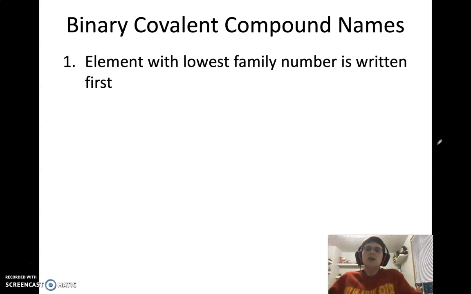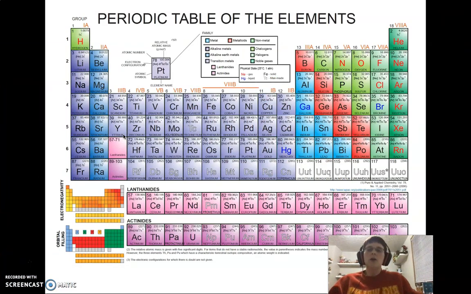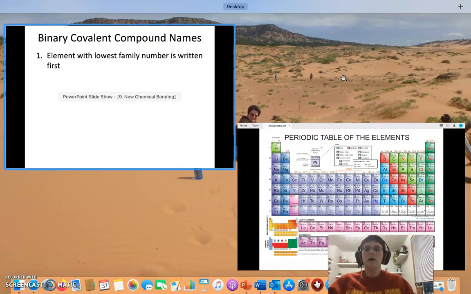So we're going to start with naming covalent compounds with the element with the lowest family number first. If we go back into our periodic table, remember that covalent compounds are going to be non-metals. So this is why we go with the lowest family number. If carbon is in it, carbon's going to be first. If nitrogen is in it, nitrogen's going to be first. So you're going to go with the lowest family number as the first element in your binary covalent compound.